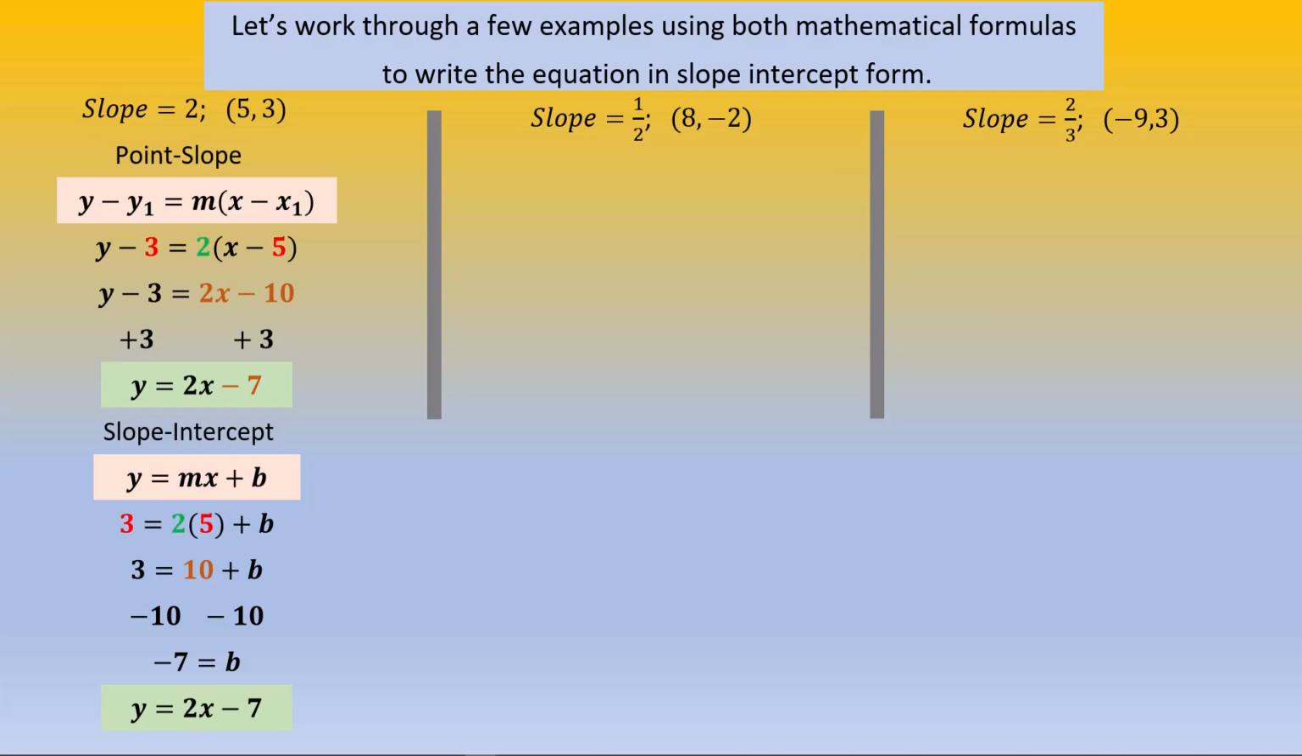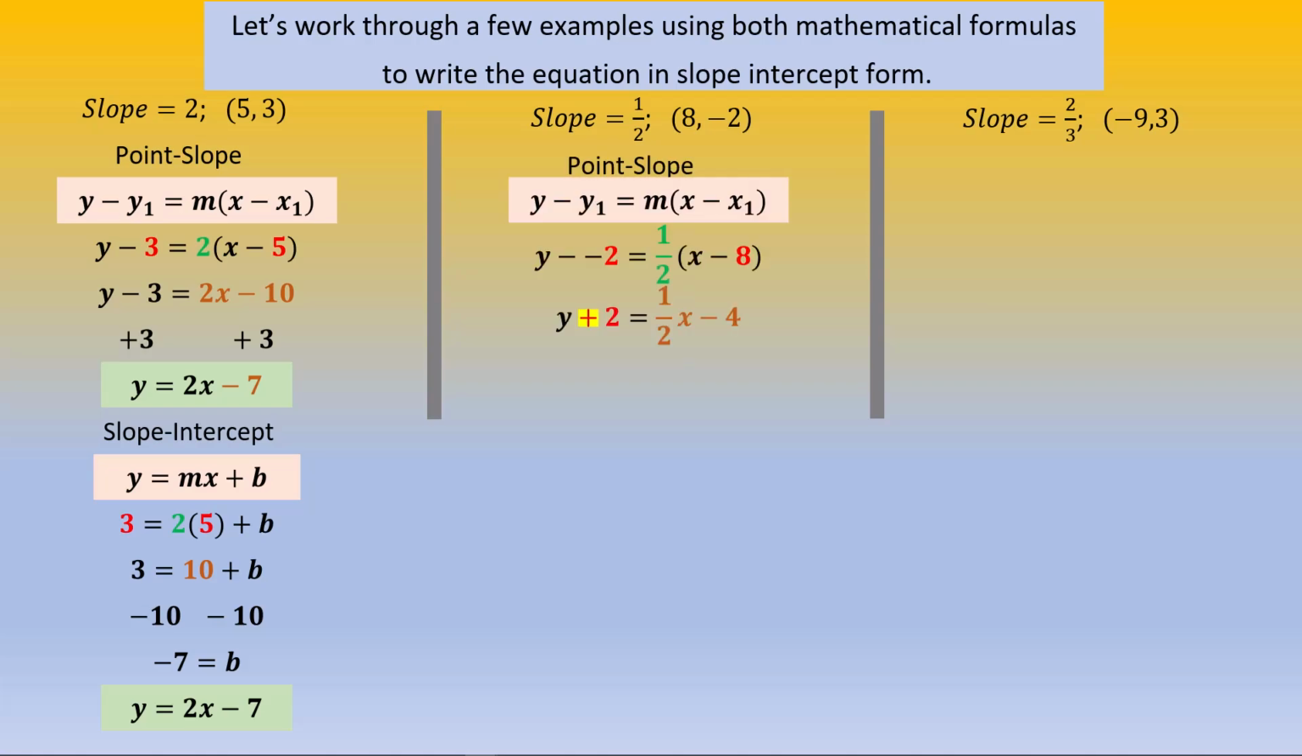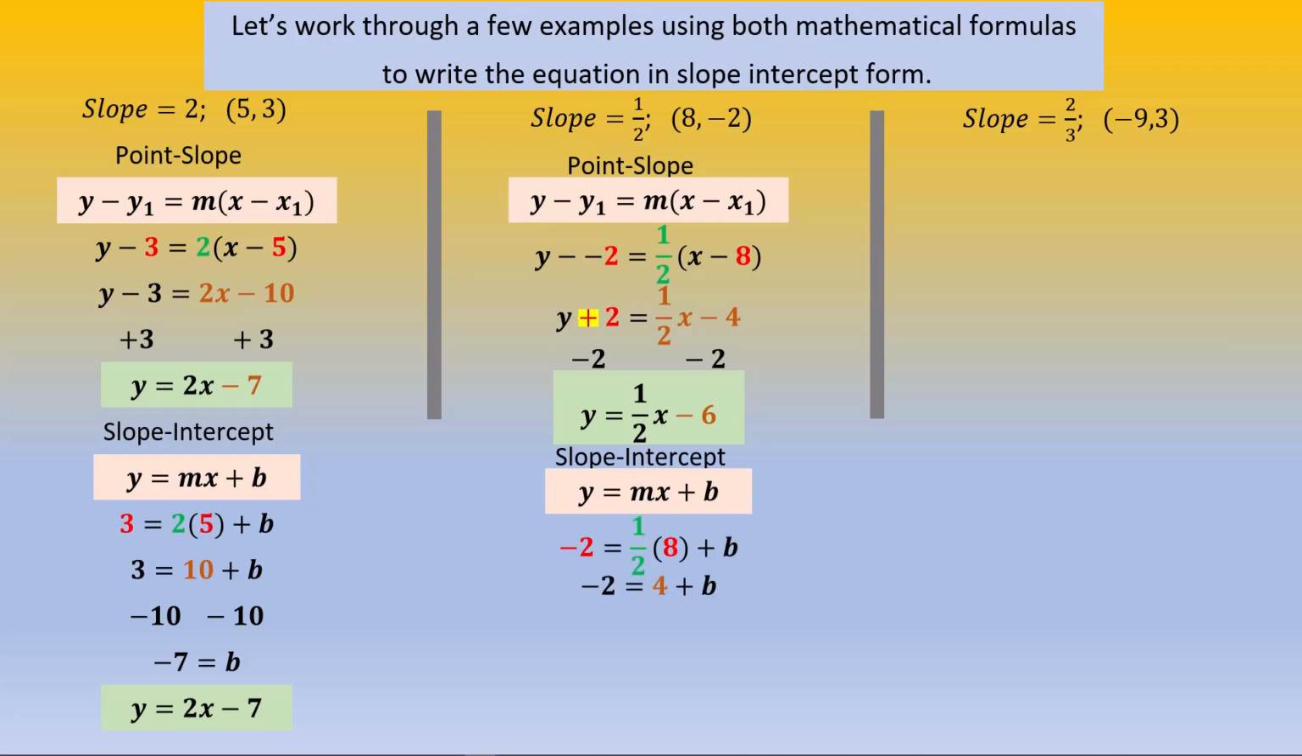Using the slope of 1 over 2 and the point 8, -2, we plug it into the point-slope formula, and we work it through to get y equals 1 over 2x minus 6. Using slope-intercept, we plug in the values, work through to solve for b, and we write the same equation, y equals 1 over 2x minus 6.